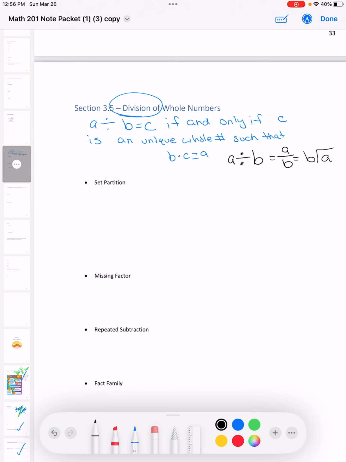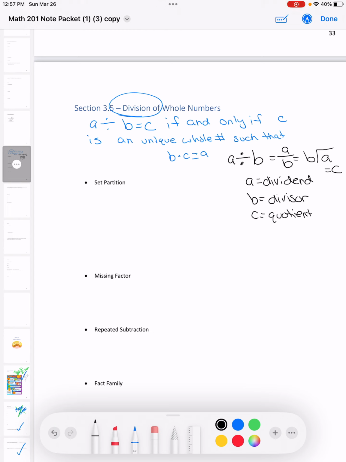So in the format I have right here, A is considered the dividend, B is the divisor, and C, the answer, is the quotient. So we call the answer a quotient. Like the answer for addition is the sum, the answer for multiplication is the product, the answer for subtraction is the difference, the quotient is the answer part of division.